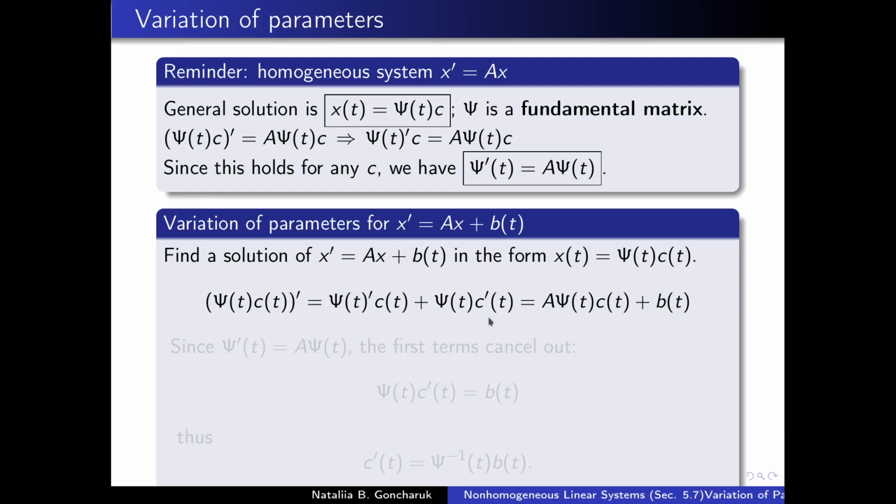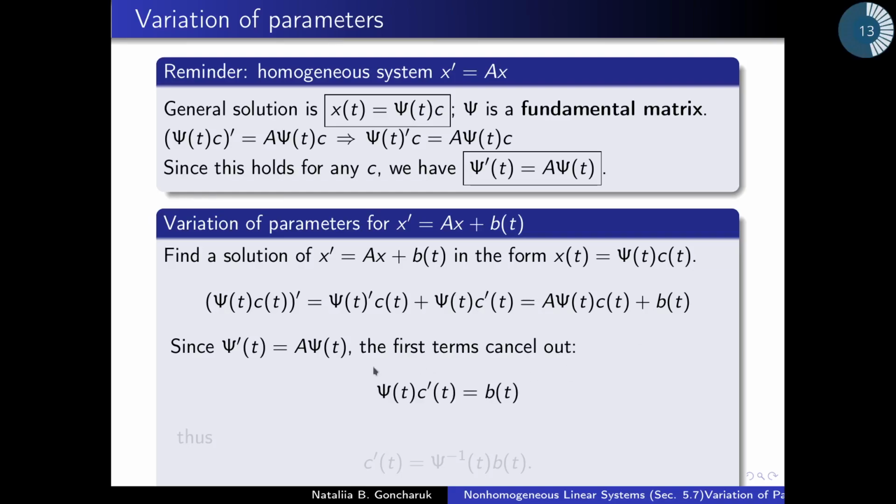Now this equation seems more complicated than the initial one, but actually it is simpler, because if you look at the formula psi prime equals A psi, you will see that the first terms of the equation cancel out. This term is equal to this term. The only terms that are left are this term and this term, and now we have a simple condition on c prime. We can express c prime from this formula like that: c prime is psi to the power minus 1 multiplied by B.